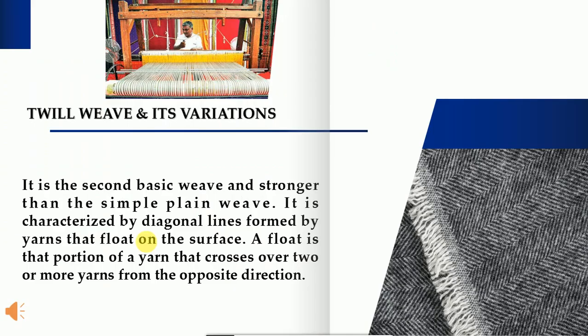It is the second basic weave and stronger than the simple plain weave. It is characterized by diagonal lines formed by yarns that float on the surface. A float is that portion of a yarn that crosses over two or more yarns from the opposite direction.